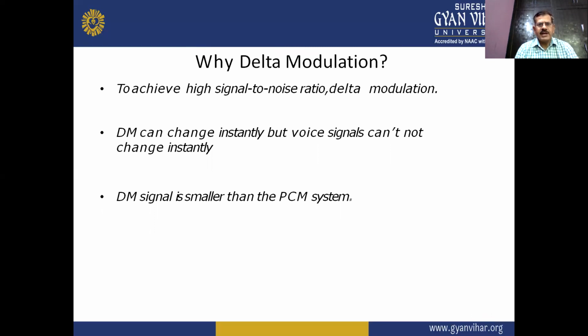And to achieve a high signal to noise ratio: in delta modulation, the signal to noise ratio is very high, and delta modulation can change instantly where a voice signal can't change instantly. The delta modulation system is similar to the pulse code modulation system. So DM is similar to the PCM system. PCM is also a digital modulation technique.